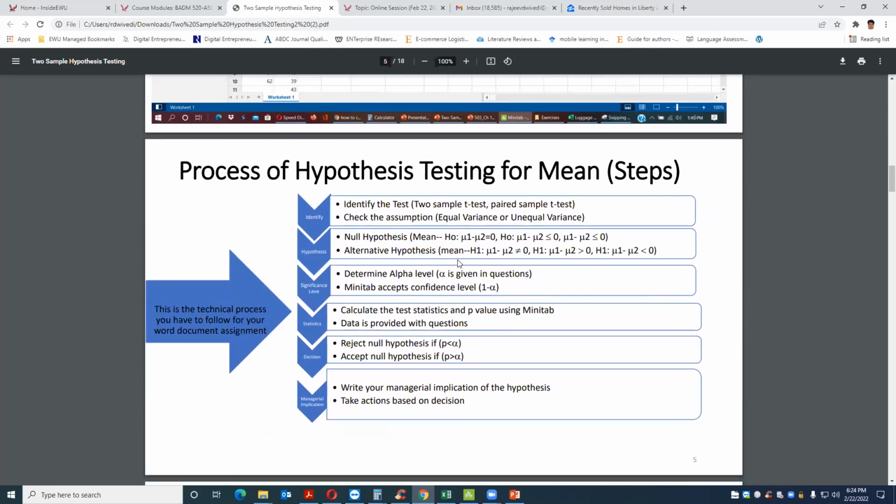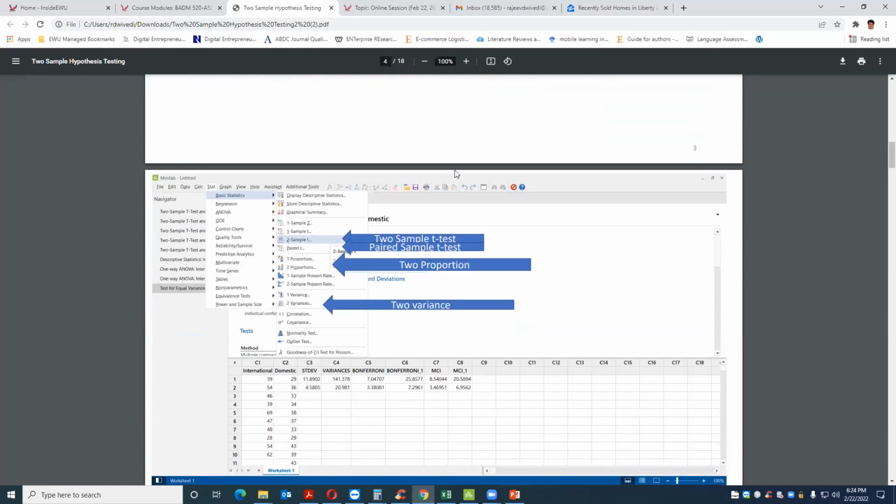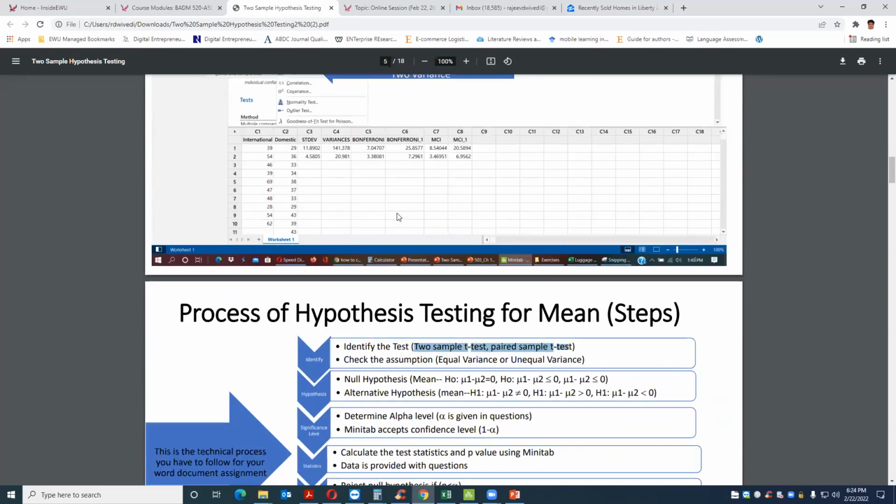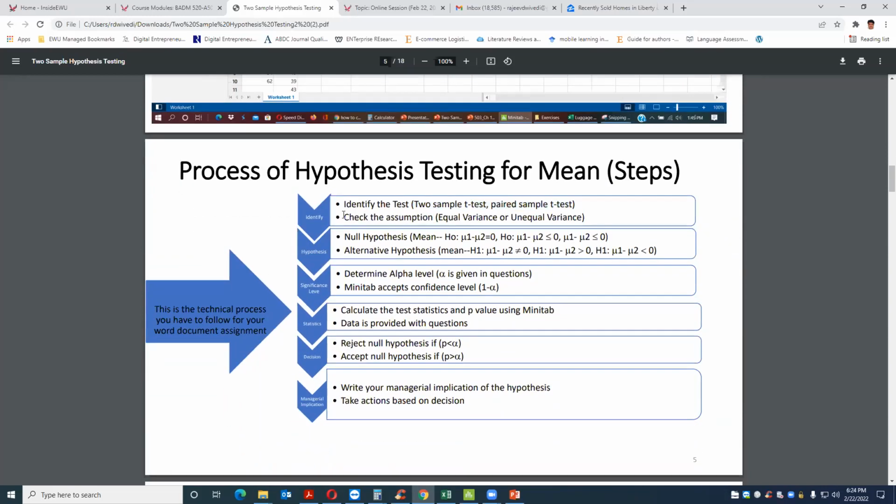The hypothesis testing steps are from 1 to 6. Identify which test is going to be used. Like above, there are 4 tests in this chapter, and basically we will be using these 4 options. So first you check the assumption, equal variance. This is another important concept that we have to look into.